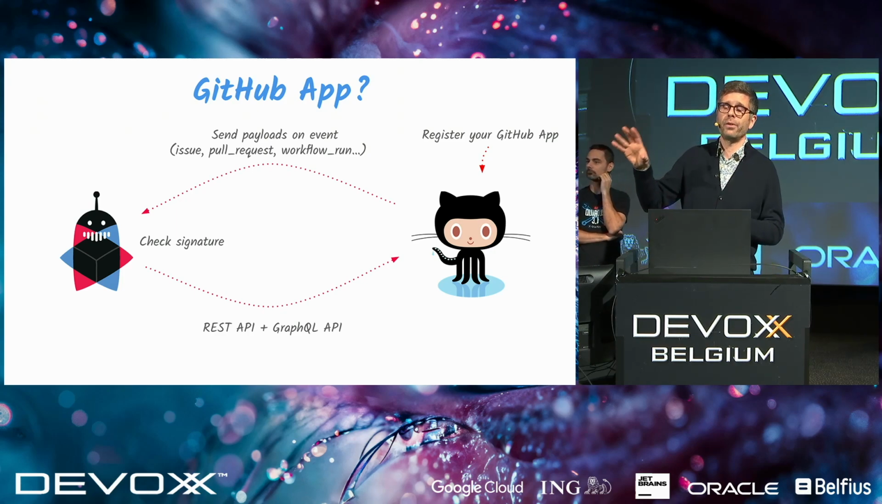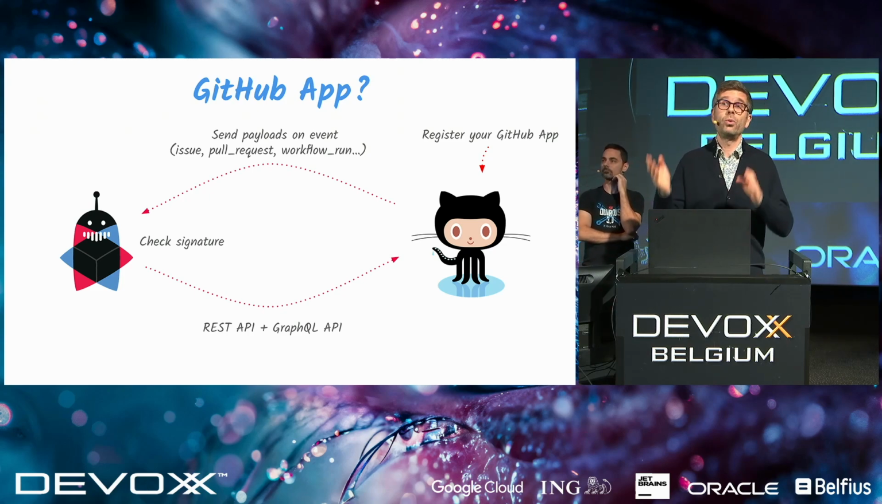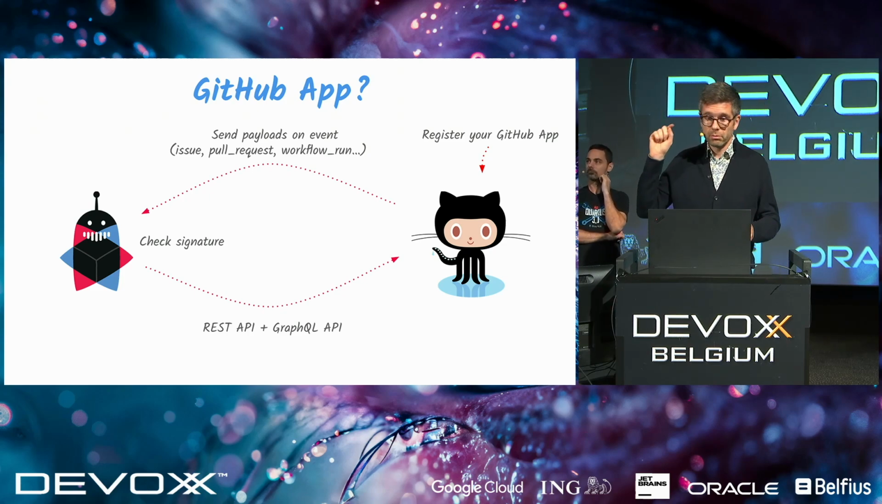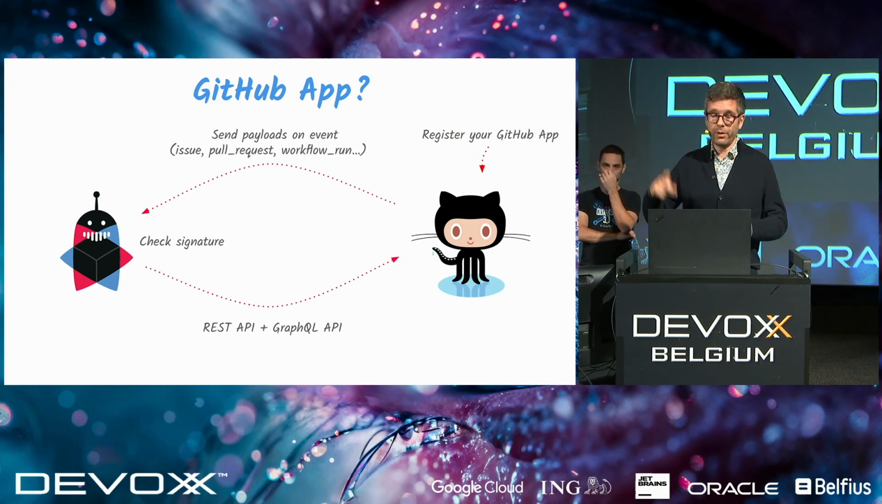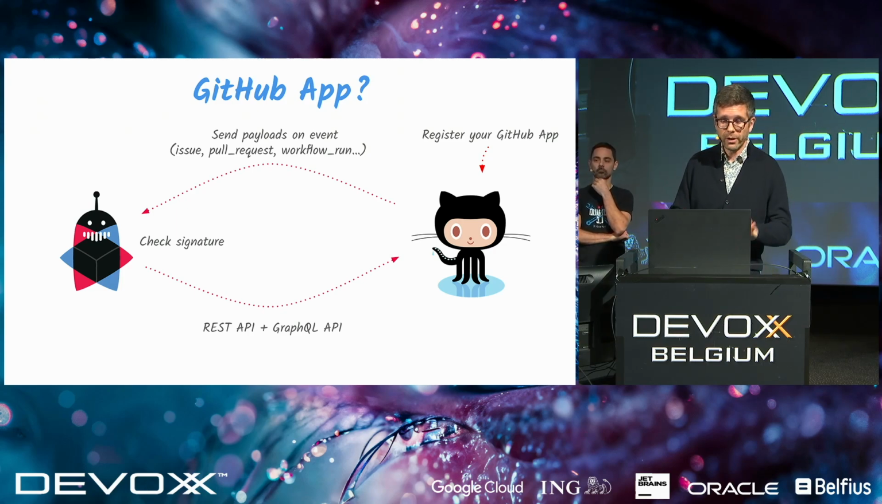Once your app is registered, GitHub will start sending payloads to your app. So as soon as it's registered, it starts sending the payload. It can be payloads for issues. It can be for pull requests. It can be for workflow runs, for basically any event on GitHub. It can be for issue opened, closed, whatever. You can tweak that. And then at the other side, you have the GitHub app.